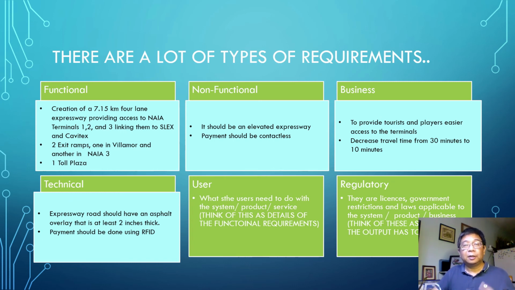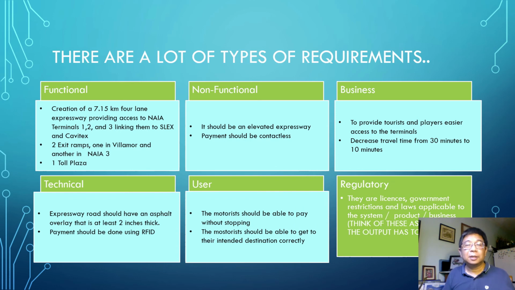For user, remember, this is the details of the general functional requirements. So in this case, the motorist should be able to pay without stopping because it should be contactless. Second, the motorist should be able to get to their intended destination correctly. And what does that mean? They should not get lost, turning left or turning right wrongly, because they are going to NAIA 1, but they end up in Manila Bay. Okay? So, this would necessitate putting some sort of road signs also there. Okay? So, this is how requirements would lead to potential solutions.